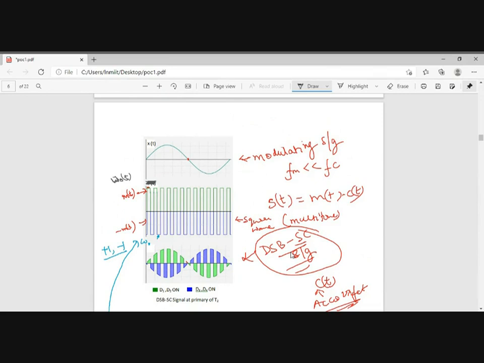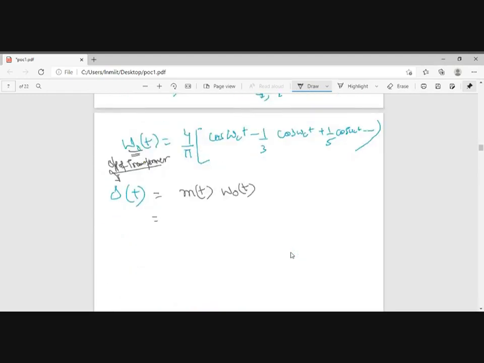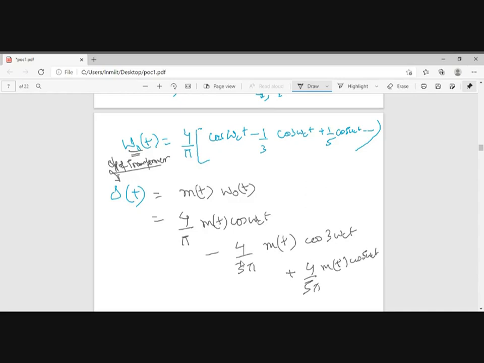So you can see that s(t) is equal to m(t) into w naught t. So it will be equal to 4 by pi times m(t) cos of omega ct, minus 4 by 3 pi m(t) times cos of 3 omega ct, plus 4 by 5 pi times m(t) cos of 5 omega ct.